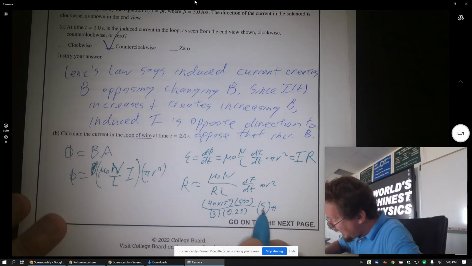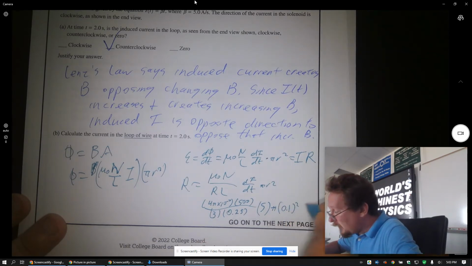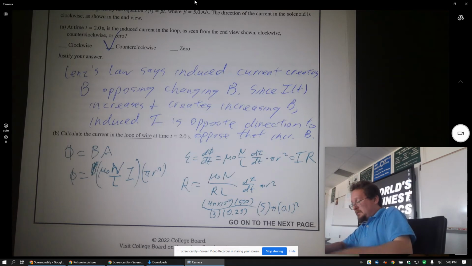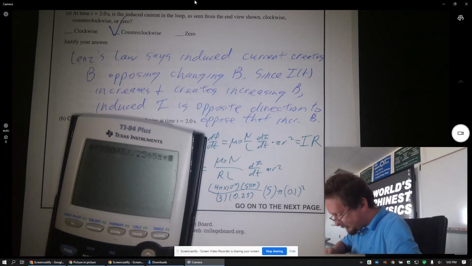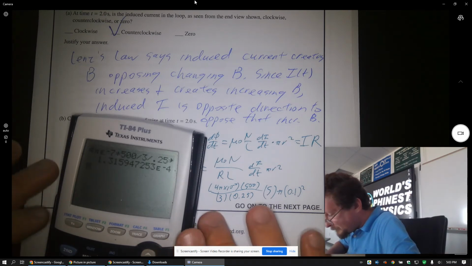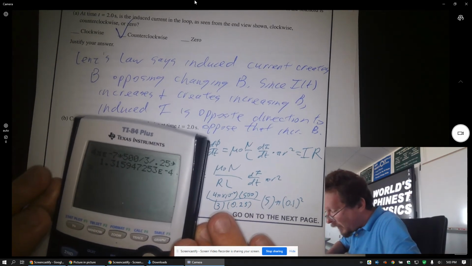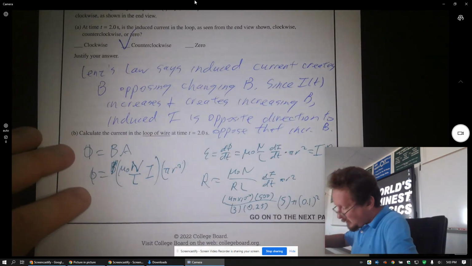Oh, I got a double pi. This is why me. Okay, so here we go. I'm going to plug this in my calculator. Turn on. Okay, 4 pi e negative 7, 500 over 3 over 0.25 times 5 times pi times 0.1 squared. I didn't mean to do the inverse function. Sure, why not? 1.32 times 10 to the negative 4. All right.